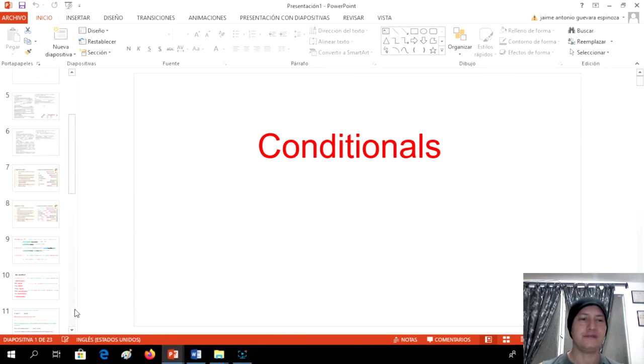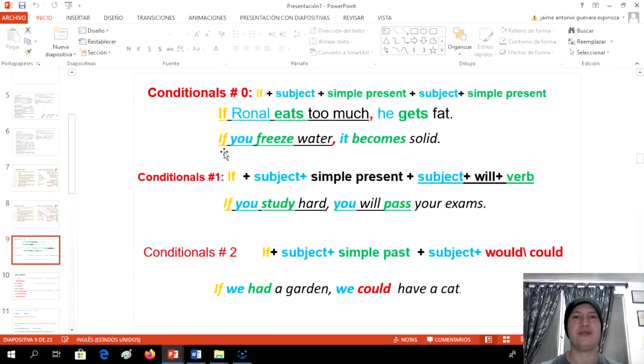The conditional type 0 is simple present, simple present. What is this? Okay, look. First, I want to explain the structure. If. The meaning of if is sí, pero no un sí de aceptar, sino un sí de condición. If you, okay.